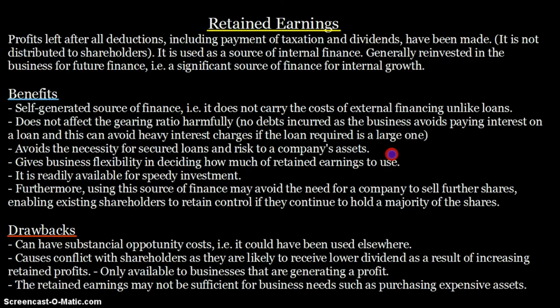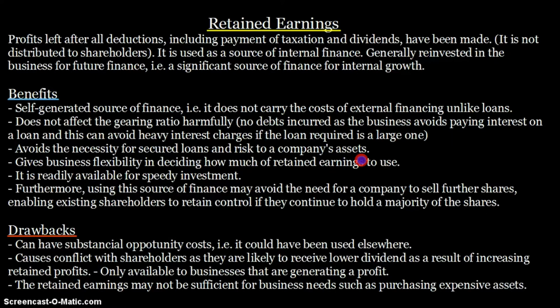We're going to talk about the difference between secured and unsecured loans in the next lecture, when we talk about loans. But you don't have to worry about risk to a company's assets. When you take a loan, you can have secured loans by offering collateral, that is, by offering assets. So in case you are unable to pay your loan back, the lender will sell your asset and get the money that they wanted. Retained earnings avoid that risk to the business.